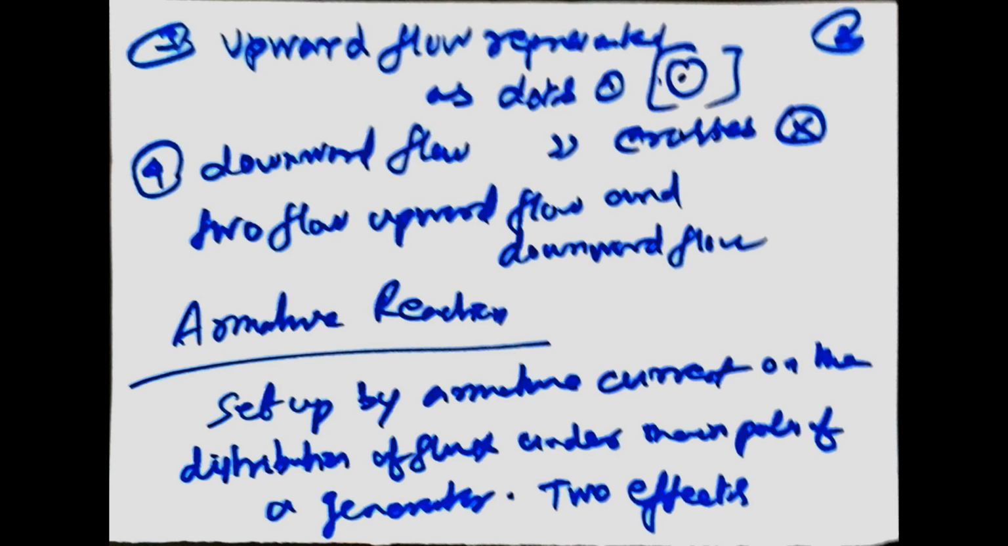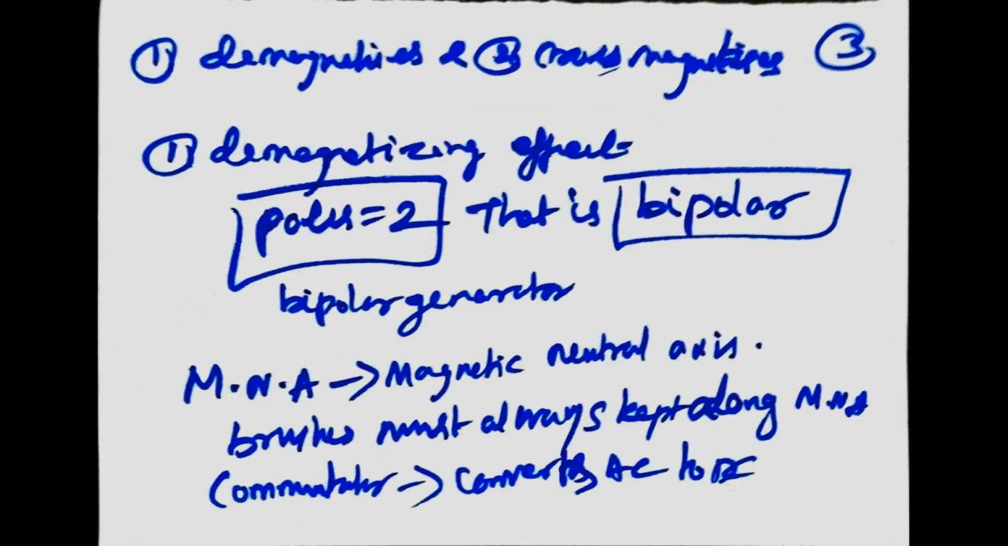Armature reaction is the effect set up by the armature current on the distribution of flux under the main poles of a generator. There are 2 effects, that is, for a 2-pole generator, demagnetizing and cross magnetizing. Poles equal to 2, that is a bipolar generator. MNA is the magnetic neutral axis. Brushes must always be kept along the MNA. The commutator converts AC to DC. Shift angle theta: under load conditions, the brushes are shifted by angle theta, so the brushes will lie on the MNA.